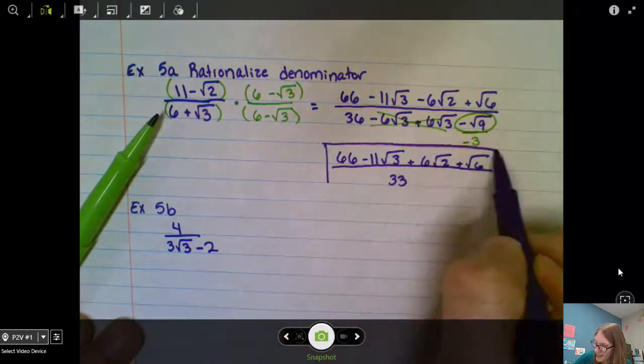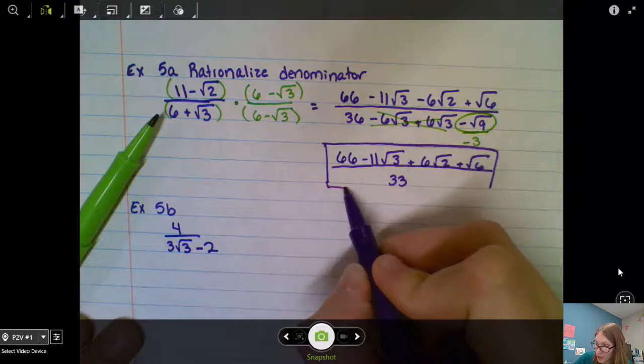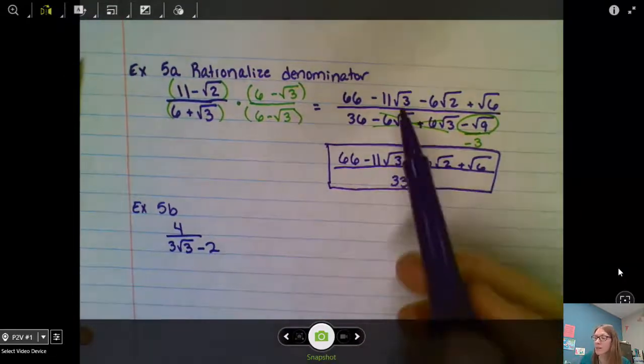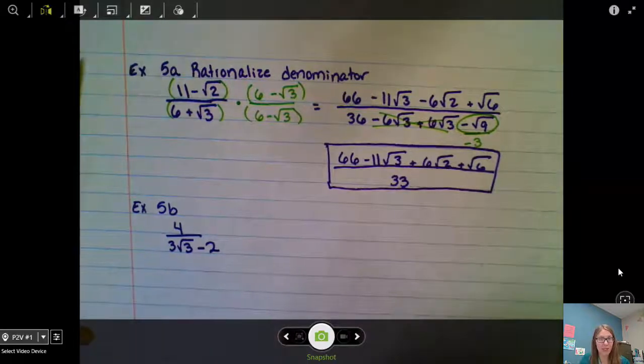Okay, so in this case, our problem looks a little bit messy just because we couldn't simplify anything at the end. Sometimes you'll be able to combine some of these radicals in the top, sometimes you can't, just like what we have here.